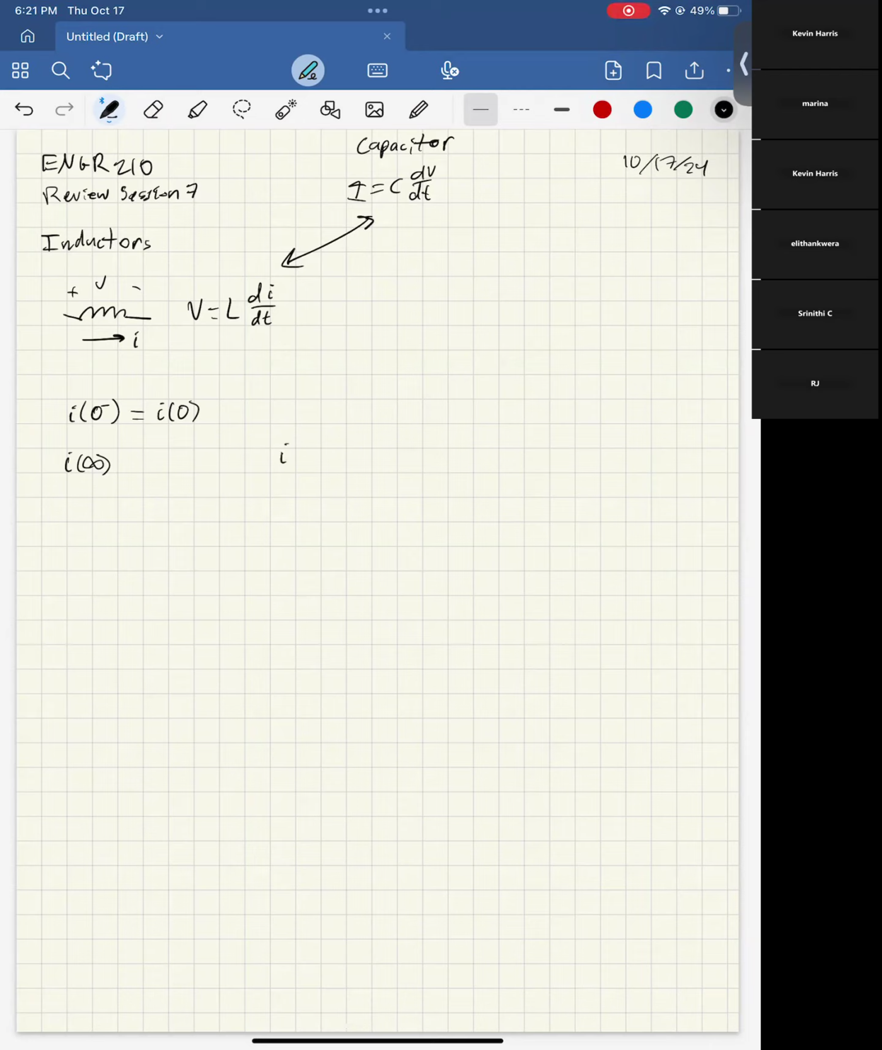Then our equation will be exactly the same: I of infinity plus the difference times e to the negative t over tau, and in this case, tau is L over R. Remember, for capacitors it was R times C, now it's L over R. So that's that. I will do example problems.